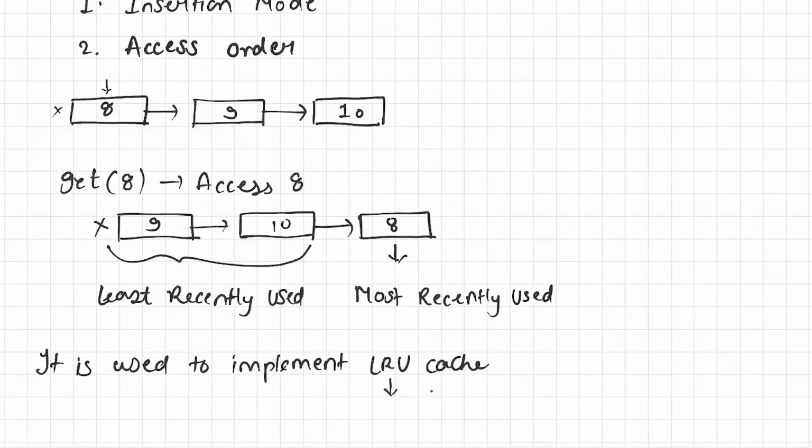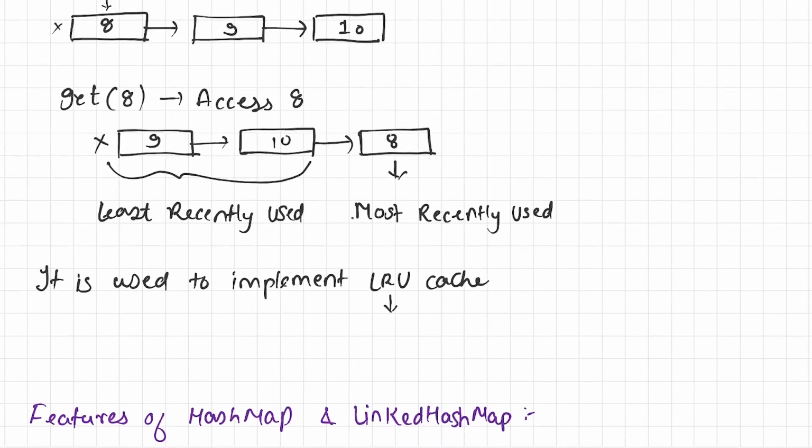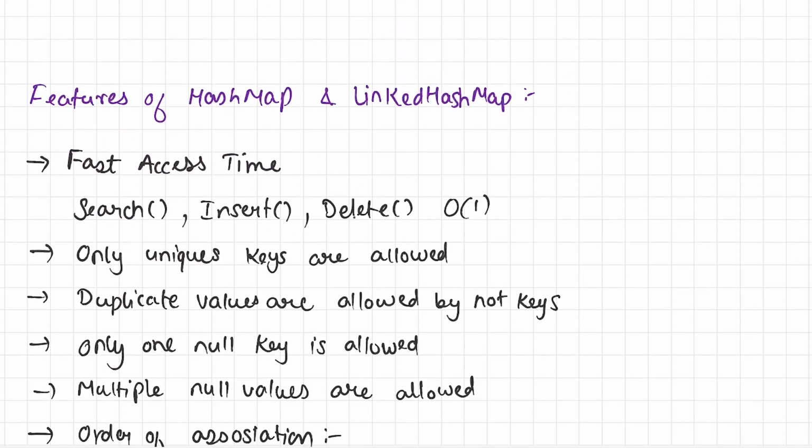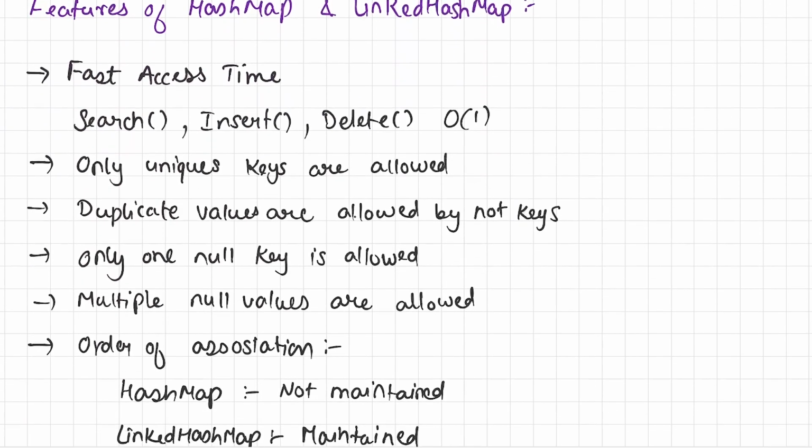And what happens in LRU cache? The least recently used entry will be deleted to make space for the new entry, and the most recently used entry is going to move to the end of the linked list. So I hope the concept of LRU cache is clear to you. So guys, if everything is clear to you, now let's move on and see some of the features of HashMap and LinkedHashMap.